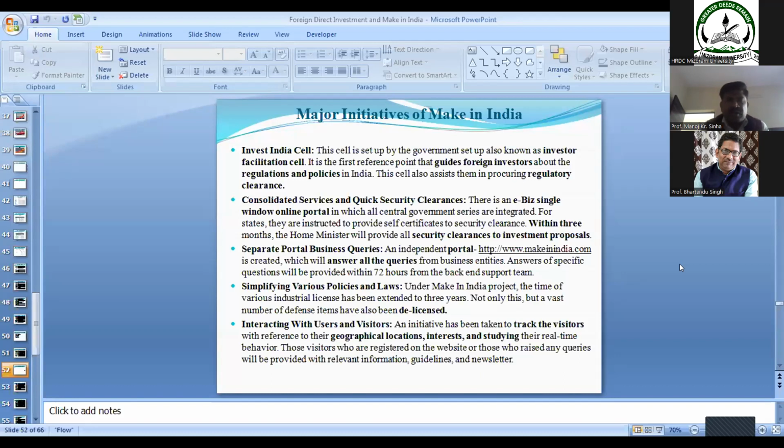A separate dedicated portal for business queries has been set up. For that purpose, the website www.makeinindia.com is created, and foreign investors can get answers to their questions within 72 hours. Simplifying various policies and laws: the Government of India has changed many laws for the purpose of making the Make in India initiative successful.